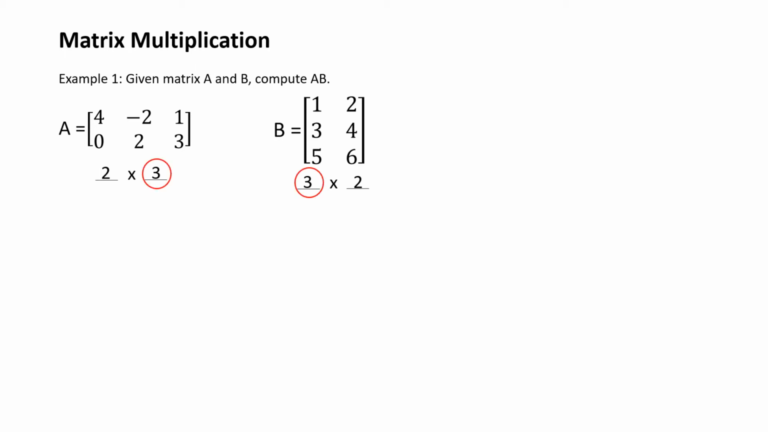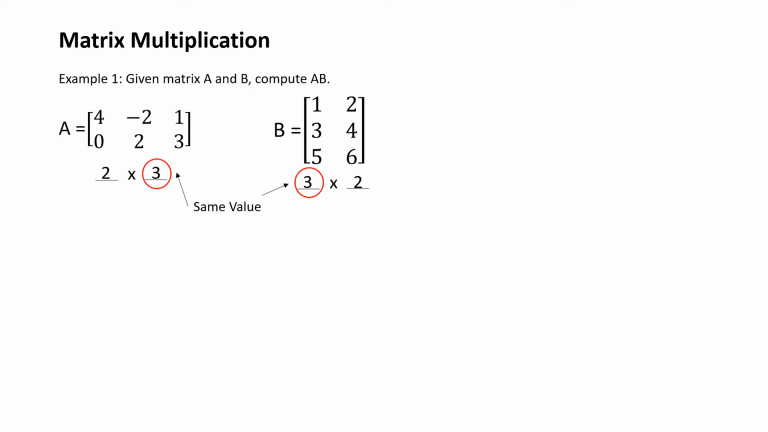However, the number of columns of matrix A must be the same as the number of rows of matrix B. In this example, the number of columns of matrix A is equal to 3, and the number of rows of matrix B is also equal to 3. Since they are the same value, we know that we can perform matrix multiplication on these two matrices.